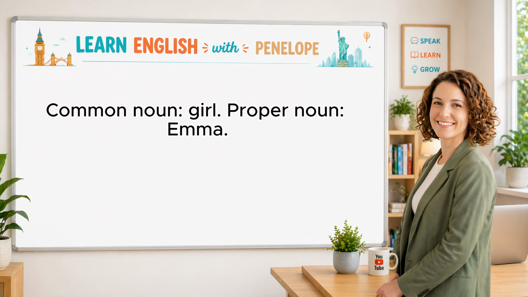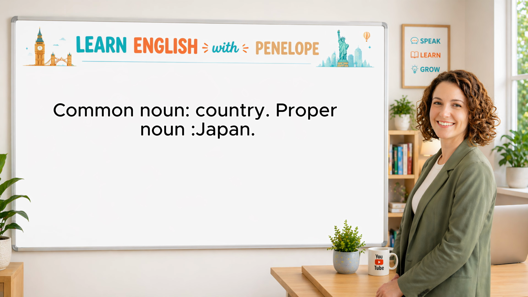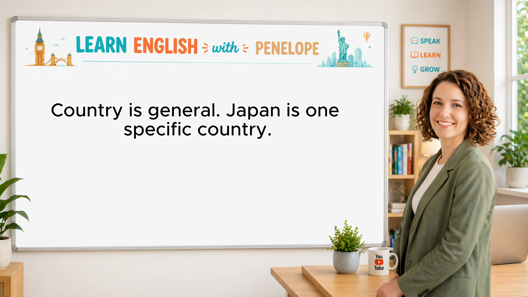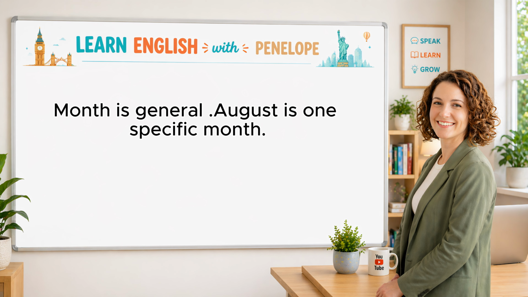Common noun, girl. Proper noun, Emma. Girl is general. Emma is a specific name. Common noun, country. Proper noun, Japan. Country is general. Japan is one specific country. Common noun, month. Proper noun, August. Month is general. August is one specific month.